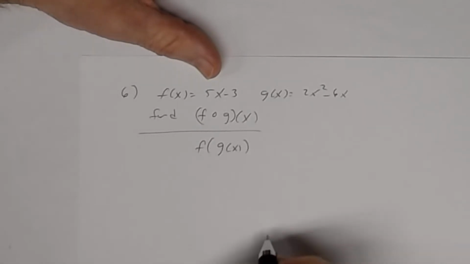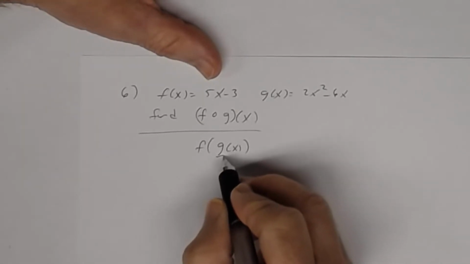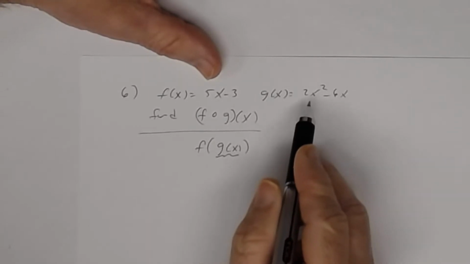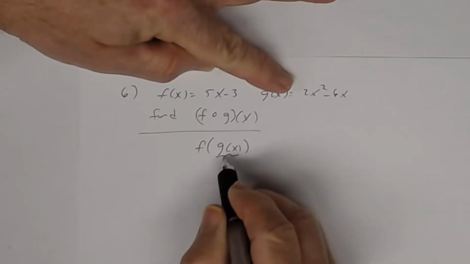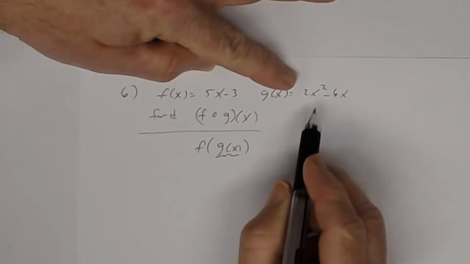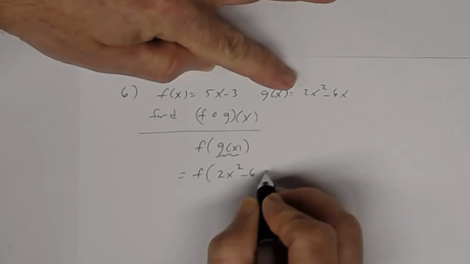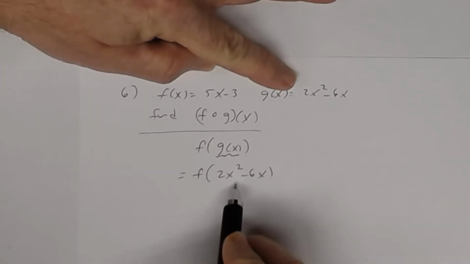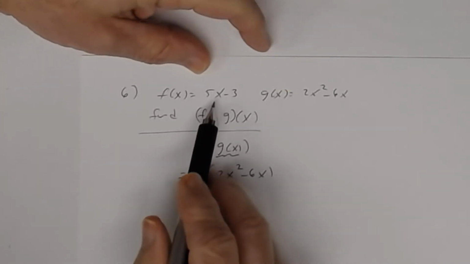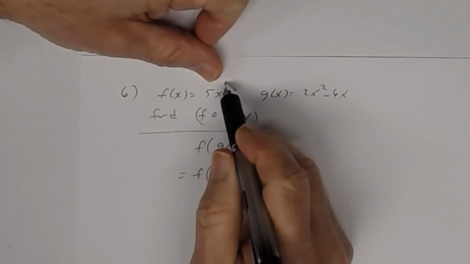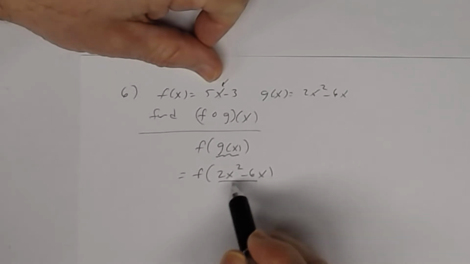That's what that means. So now what you got to do is you got to find this innermost one first. So you got to find g of x, which we already know. G of x is this. So in place of g of x, I'm going to substitute what g of x is. So this becomes f of 2x squared minus 6x. Kind of makes sense. G of x is this. Now I'm going to go to my function f, which is this, and wherever we see the variable, I'm going to substitute this expression.